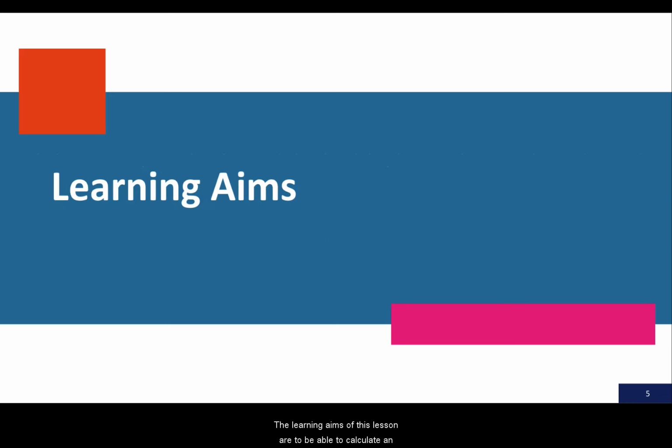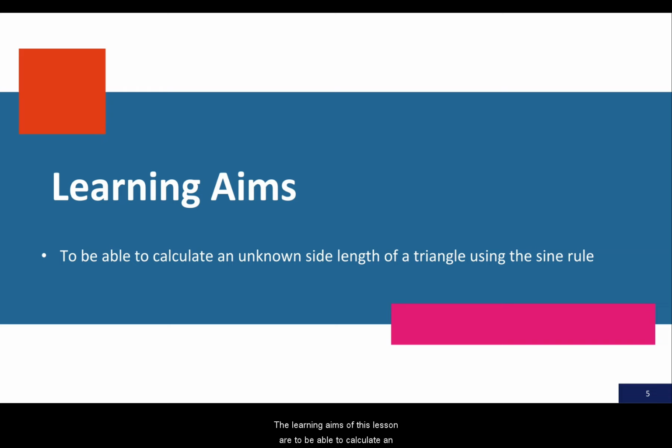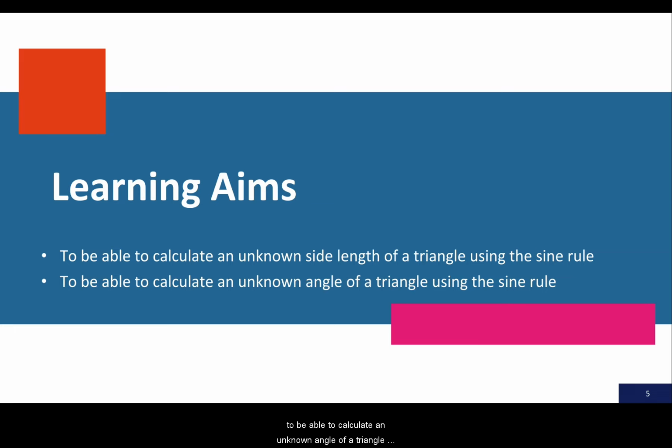The learning aims of this lesson are to be able to calculate an unknown side length of a triangle using the sine rule, and to be able to calculate an unknown angle of a triangle using the sine rule.